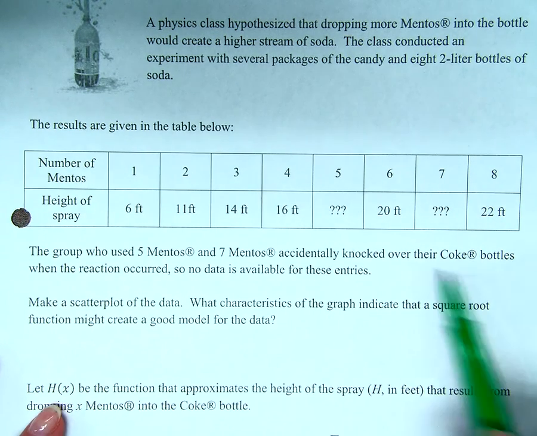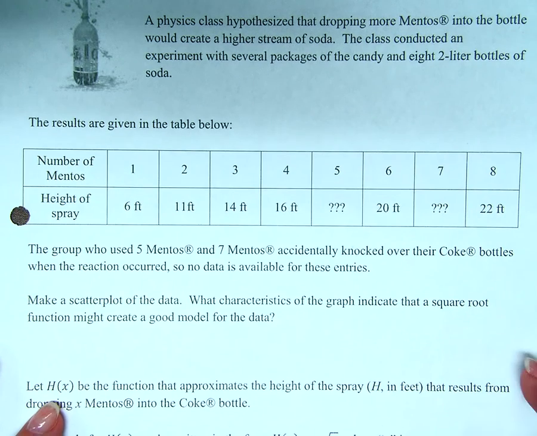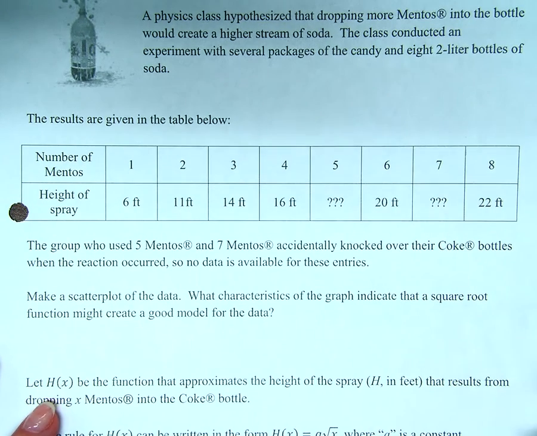The sad part is that I have a group of kids in mind that were probably group 5 and group 7. Is that bad? I'm sorry. Please forgive me.